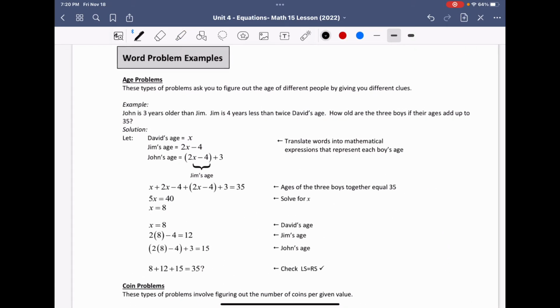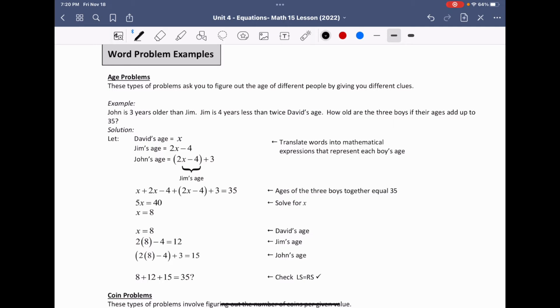Okay, so let's take a couple looks at a couple problems that clearly outline this process here. In example 1, they say that John is 3 years older than Jim. Jim is 4 years less than twice David's age. How old are the 3 boys if their ages add up to a sum of 35? Well, there's a couple things to pull from this problem right away. We have 3 people, John, Jim, and David. And specifically, John is 3 years older than Jim. Jim is 4 years less than twice David's age.